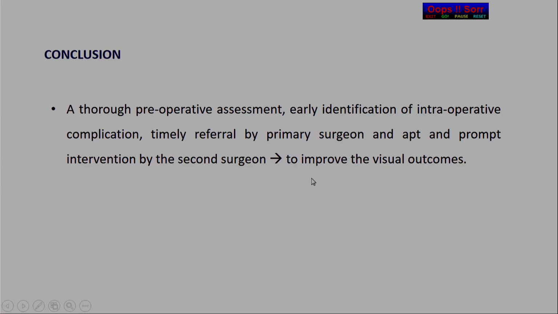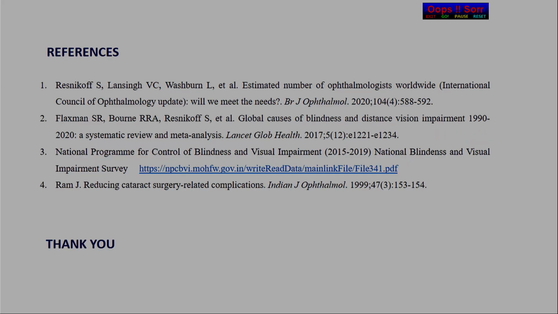So to conclude, a thorough preoperative assessment is very important, along with early identification of any intraoperative complication, along with timely referral by the primary surgeon. For the second surgeon, it is very important to act apt and prompt to improve the visual outcomes. Thank you.